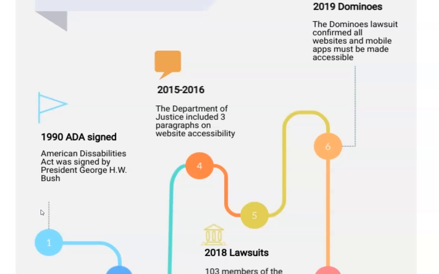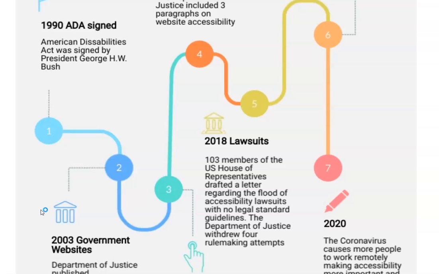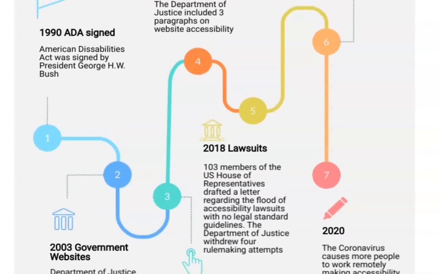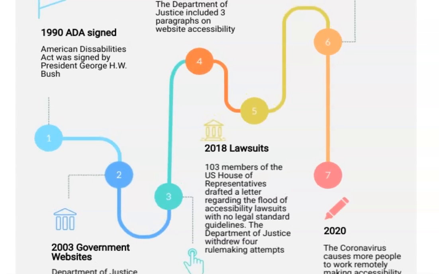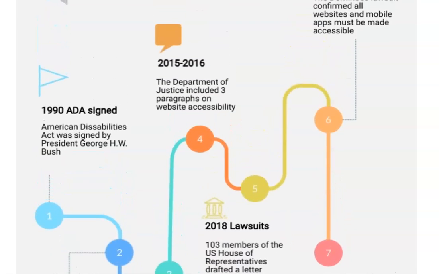What ended up happening in more of a chain reaction was a lot of lawsuits, a huge spike of lawsuits in 2018 within the United States of America. From all of those lawsuits, 103 members of the U.S. House of Representatives drafted a letter regarding the flood of accessibility lawsuits with no legal standard guidelines. The Department of Justice then withdrew 4 rulemaking attempts, basically saying we can't enforce these 4 rulemaking attempts, so let's withdraw them and hopefully reduce the amount of lawsuits coming through.